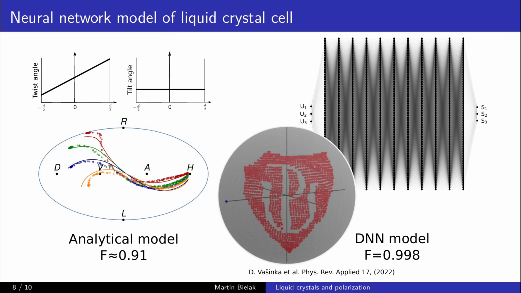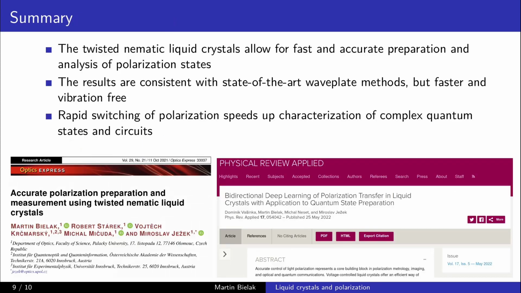To sum up, twisted nematic liquid crystal allows fast and accurate preparation and analysis of polarization state. The results are consistent with the state-of-the-art waveplate method but faster and vibration-free.